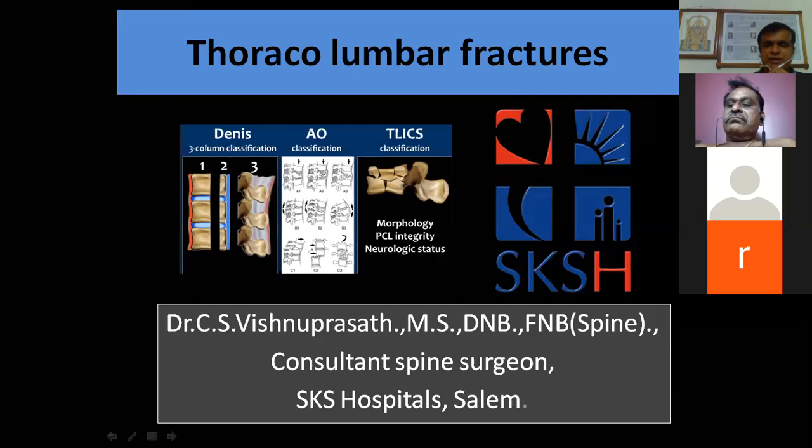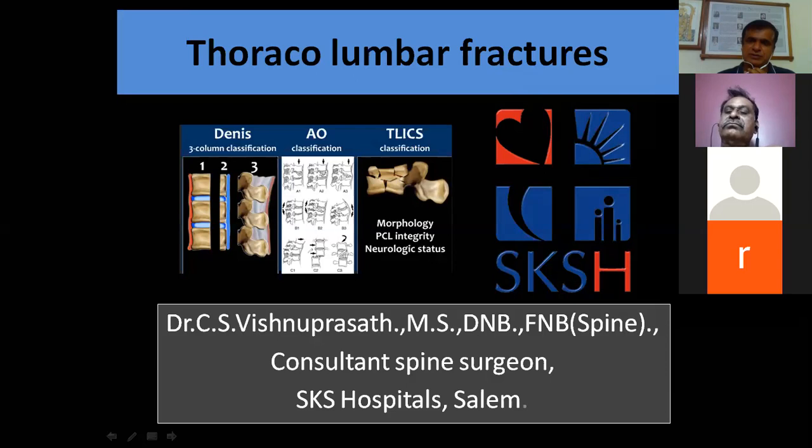Good evening to everybody. So today we are going to see regarding thoracolumbar fractures. So what is the function of the spinal column? What are the important structures which give stability to the spinal column? And what are the different classifications that we are having? And how to take a decision whether to operate or not to operate based on the classification systems. So one of the very important topics, not only for your exams but also for the practical purpose.